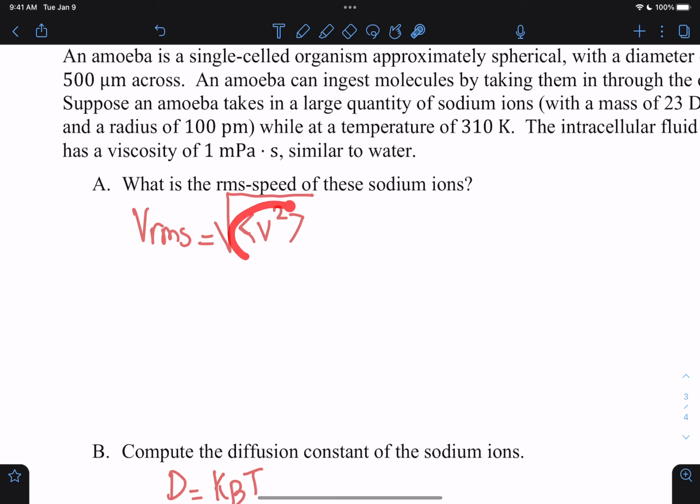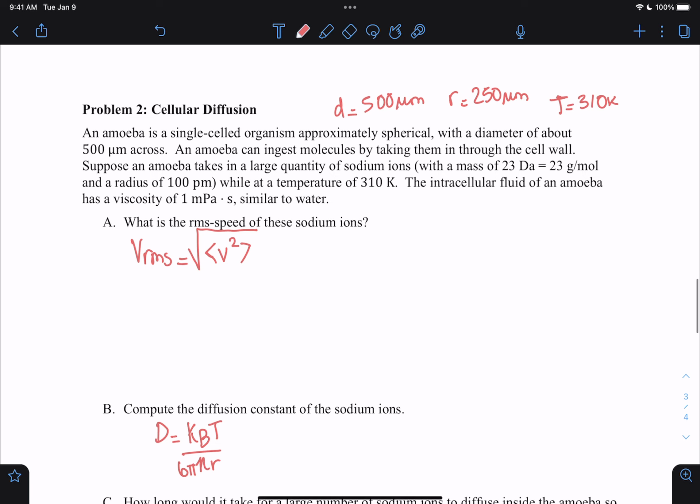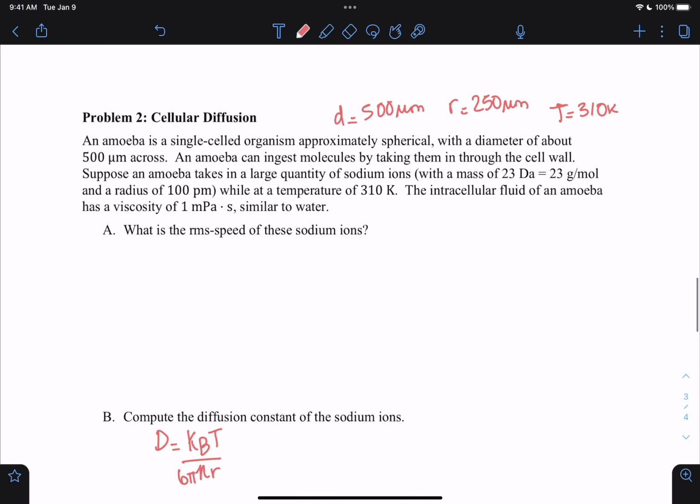We don't have a way of figuring this out, right? Because this would mean taking each speed value, squaring it, and then multiplying by the probability of having a particle at that speed. So we can't figure that out in terms of this equation here. However, we do know that the RMS speed is included in another equation that can also be related to temperature. So we have temperature and we have speed.